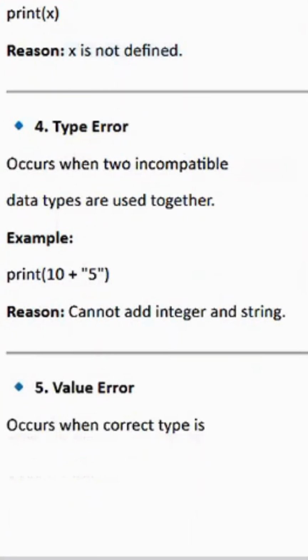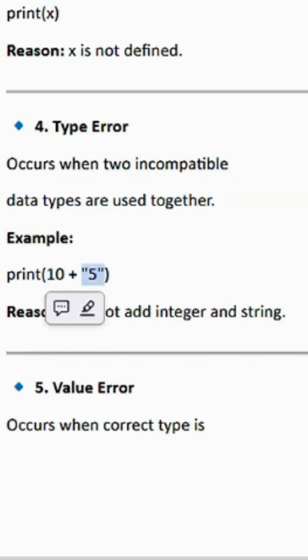Now the fourth one, that is type error. Type error is one of the most important concepts in programming, for any kind of programming, as well as it is applicable for Python programming. So now it occurs when two incompatible data types are used together. What is the meaning of incompatible data type? Incompatible data type is nothing but when we try to do some arithmetic operation with two or more than two different data types. Like here you can see I am trying to add one integer with one string, which is not possible.